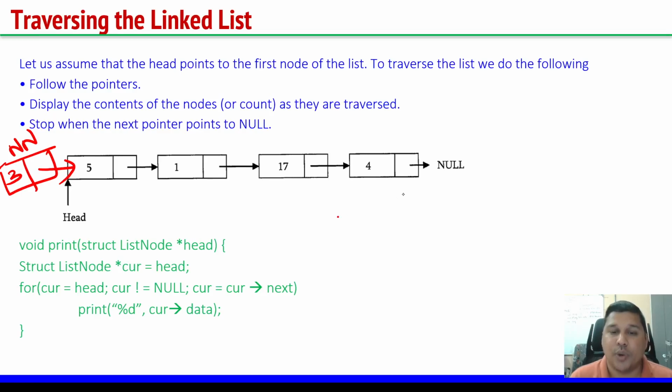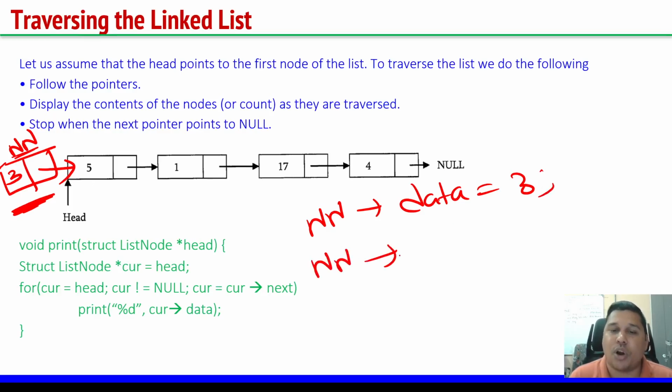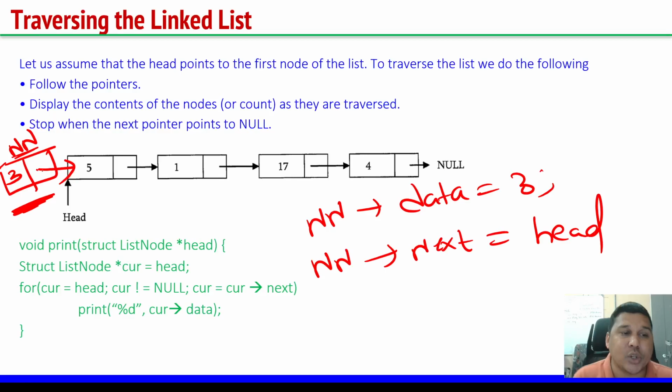So what are the statements to insert a new element at the beginning? What is the general procedure? Create a node like this, assign value 3 to this. Let it be new node. So you will write new node of data equal to 3. Then you will write new node of next equal to head. When you write this, it will point to this block because head is pointing to this block. Now this link has been formed.